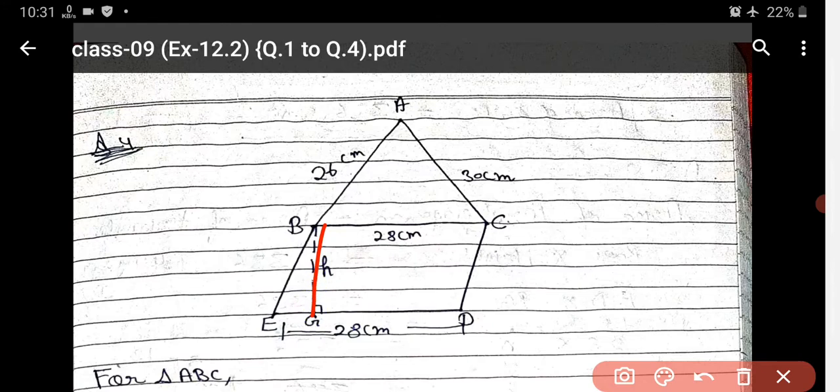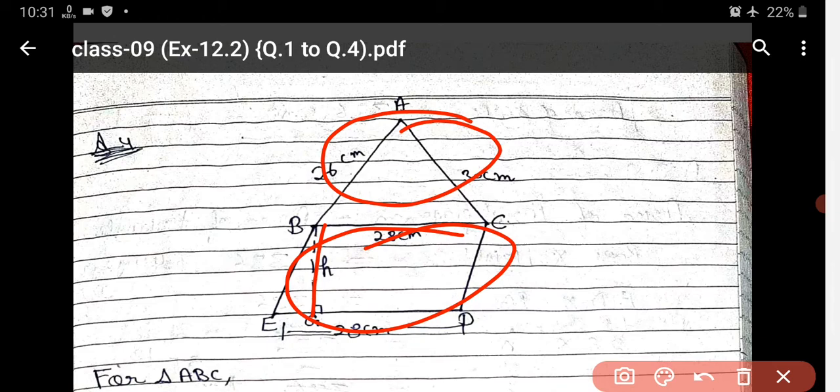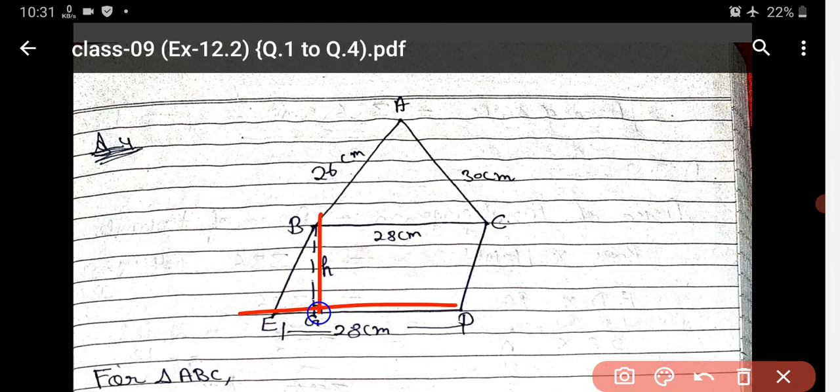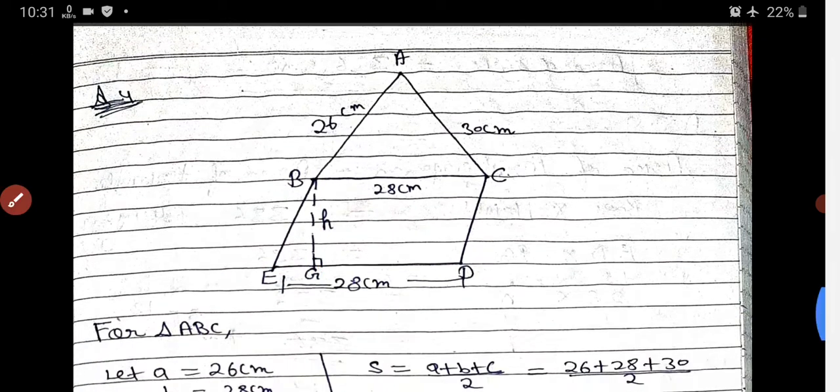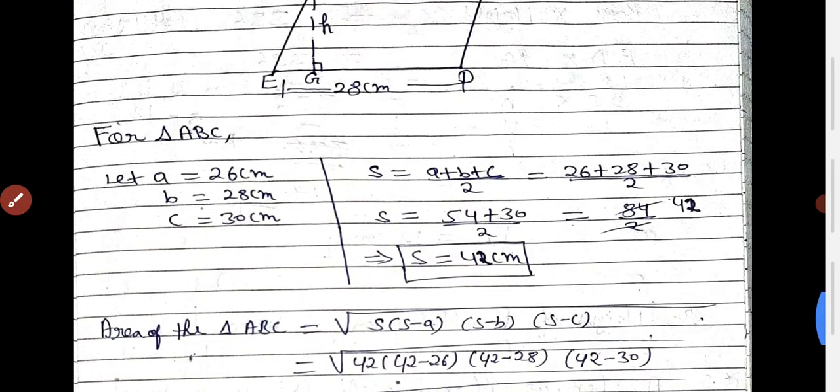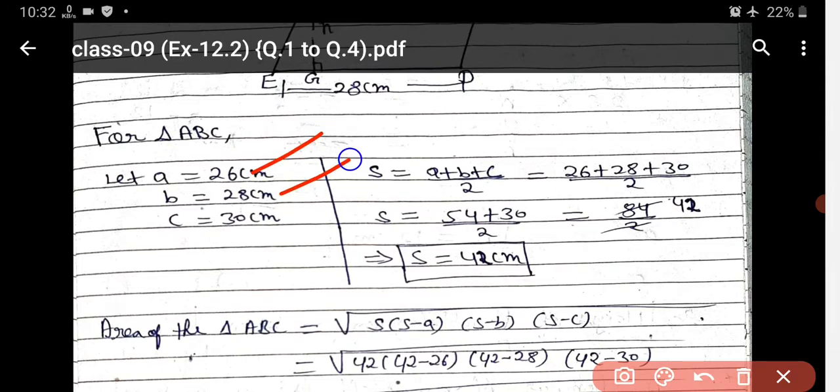Okay. Now it is given that the area of this triangle is equal to the area of the parallelogram. What is the area of the parallelogram? Base into height. So base is 28, height you have to consider as h. Now you have to find the height of the parallelogram. Now for triangle ABC, let a is equal to 26, b is equal to 28, c is equal to 30. Now find the value of s, that is a plus b plus c by 2. Just add all these values, you will get here 84 by 2, that is 42 centimeter.